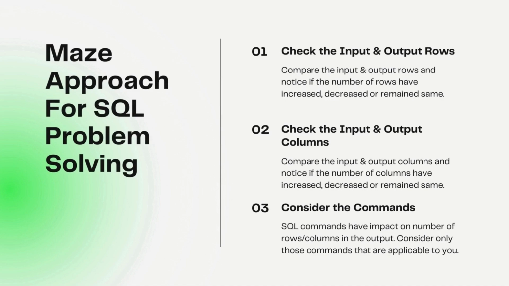So what is the maze approach for SQL problem solving? It involves three steps. The first step is you check the input and the output rows. You compare the input and output rows and notice if the number of rows have increased, decreased, or remained the same. Similarly, in step 2, you will compare the input and output columns and notice if the number of columns have increased, decreased, or remained the same. And the third step is you have to consider the commands. The SQL commands have impact on the number of rows and columns in the output. Consider only those commands that are applicable to you in this case.